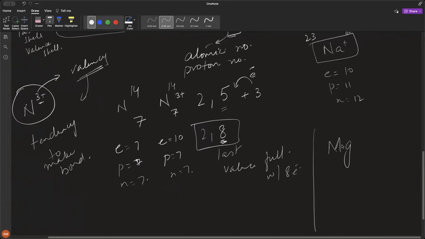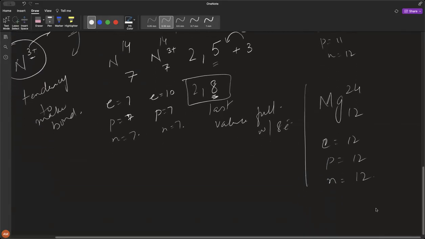Magnesium is 24 and 12. So how many electrons are there? 12 electrons. How many protons? 12 protons. And how many neutrons? 12 neutrons, right? Making sense, right? So if you make the configuration for magnesium, what is going to be the configuration for magnesium? Can you tell?